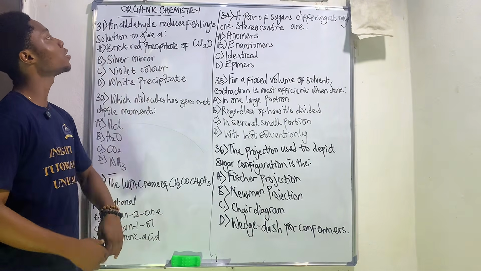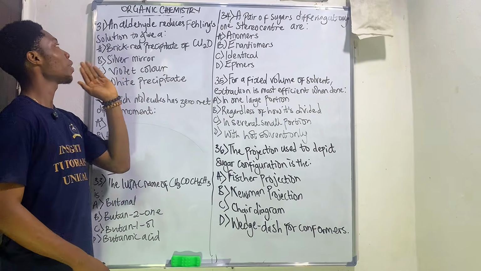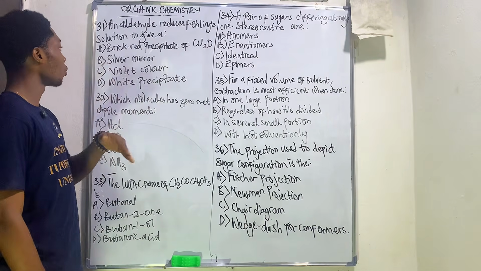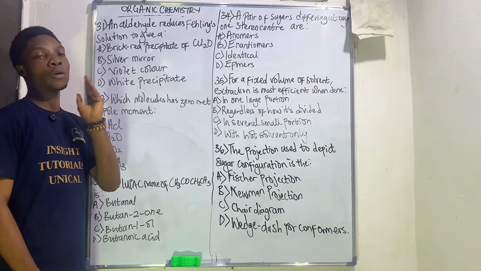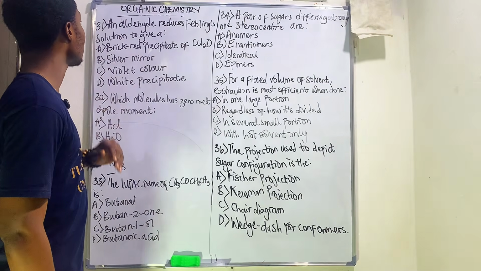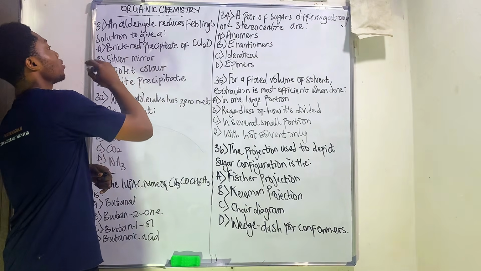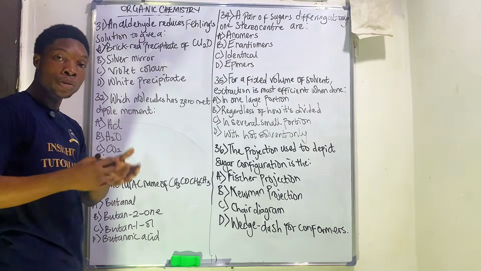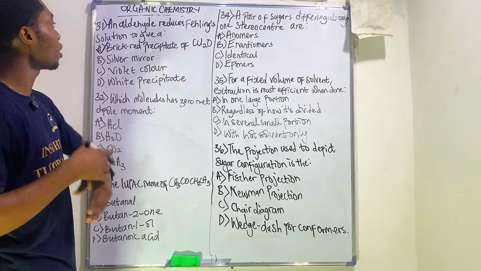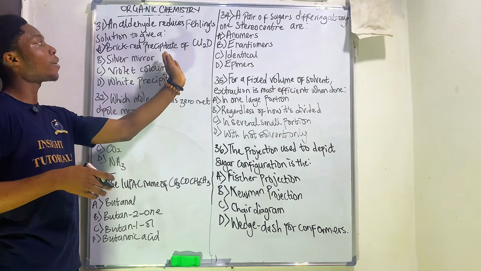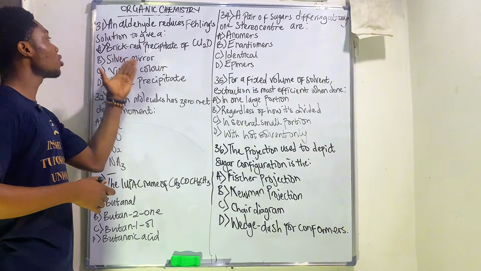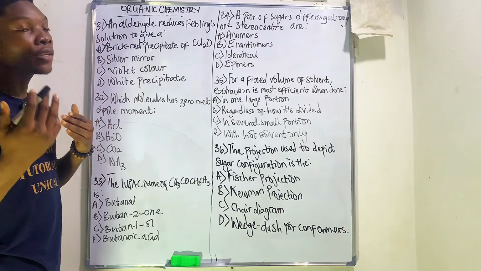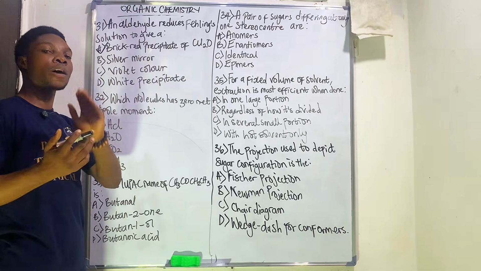An aldehyde reduces Fehling solution to give A, brick red precipitate of copper 2 oxide, B, silver mirror, C, violet color, D, white precipitate. Now the answer is brick red precipitate of copper 2 oxide. In Fehling solution, the aldehydes will reduce that reagent to a brick red precipitate of copper 2 oxide. Silver mirror is formed in Tollens reagent. Right? Aldehydes reduce Tollens reagent to give a silver mirror.